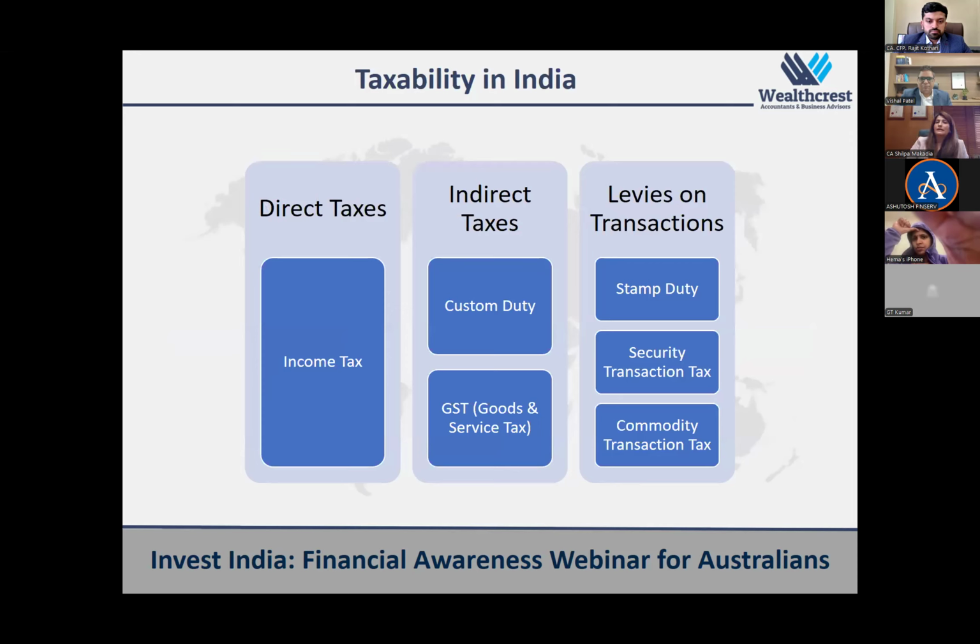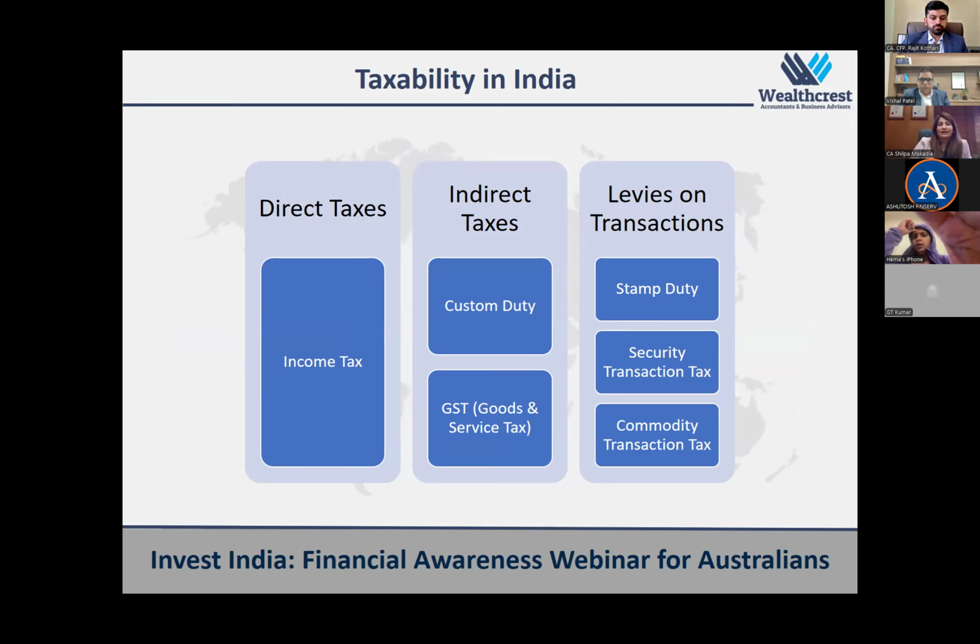So, taxability in India. Just like Vishal has mentioned, there are DTAA agreements with the Australian government. So you would not be paying any additional taxes. It would not be double taxation. You can just get the set-off of whatever taxes you have paid in your host country for the same income. So for your company in India, you would be paying direct tax, which is in the form of corporation tax. And there are indirect taxes, which are customs duty and GST.